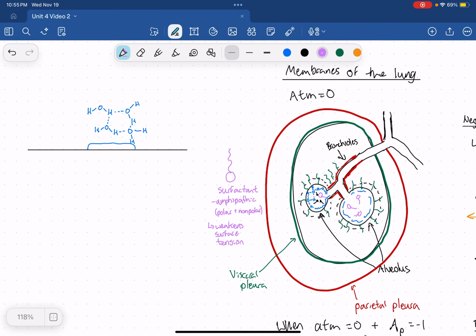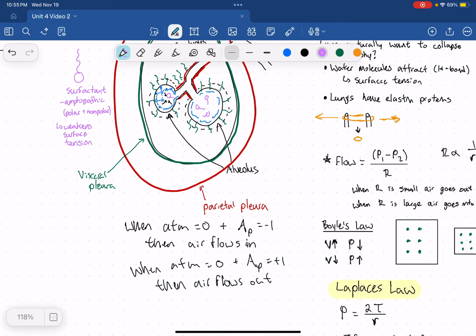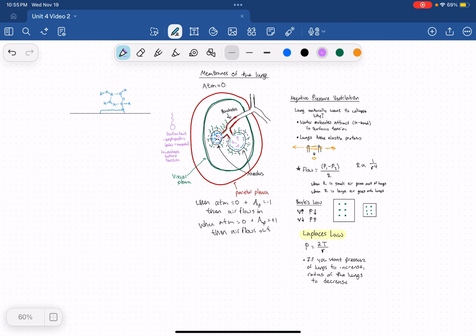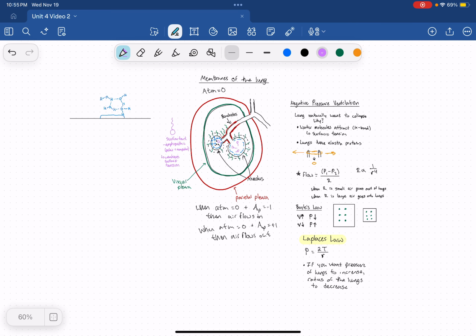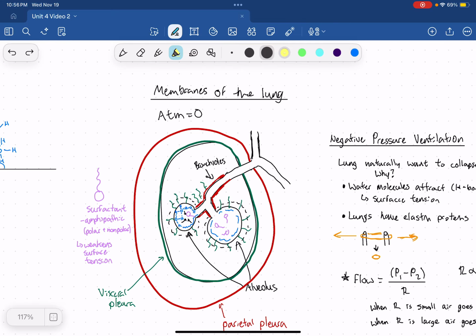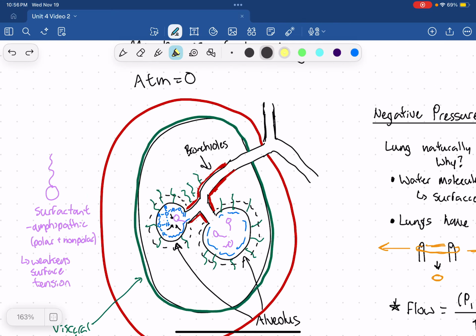Now, when we weaken surface tension, going back to Laplace's law here, if the surface tension is weakened, the pressure also decreases. And so if the pressure is decreasing within our alveolar sacs here, then we can breathe air in. Because if our pressure decreases below the atmospheric pressure, then air will want to move from the outside into the lungs.